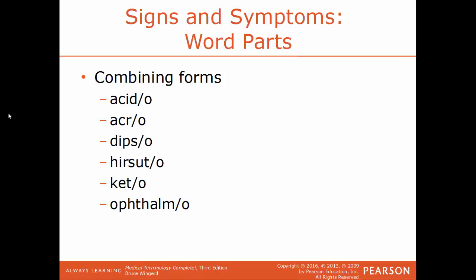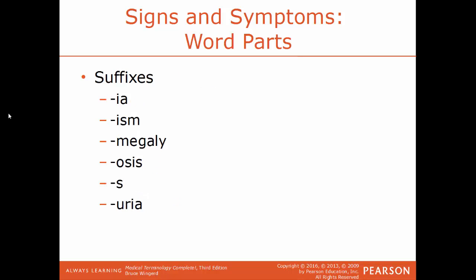Hirsuto is a reference to hairy. Keto is a reference to ketones or acetones, which is a class of chemical compounds. Ophthalmo is a reference to the eyes. Some common suffixes you'll see. IA is a condition. Ism is a condition or a process. Megaly is the abnormal enlargement. Osis is an abnormal condition. S is a suffix that would make many terms plural. And urea is a reference to urination or the condition of urine.